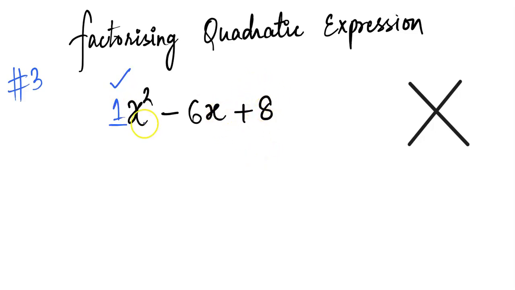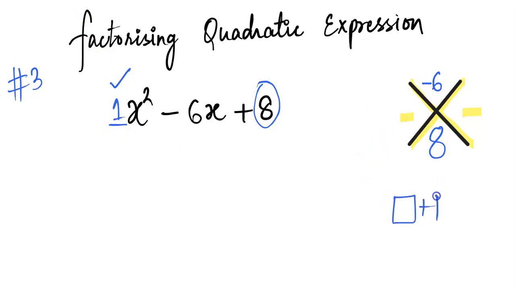Now, what we need to do is take 1 times 8, which is 8. So we're going to take the number 8 and negative 6. You actually have to think, because it's a multiplication symbol there. What two numbers multiply to give you 8, and if you add them, you get negative 6? So your process over here is: two numbers to multiply to give you 8 and add to give you negative 6.